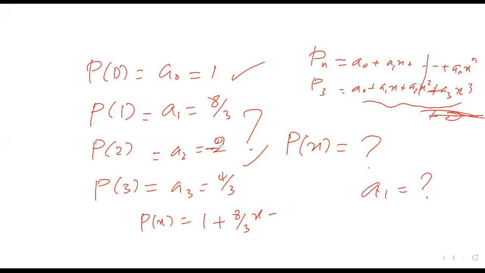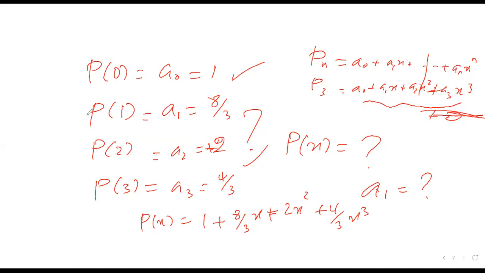I don't know. Again, check the answer. It says minus 2 or plus 2 something. I don't know. Maybe plus 2x squared plus 4 by 3 x cubed. Something like that. So whatever you find, A0, A1, A2, A3.